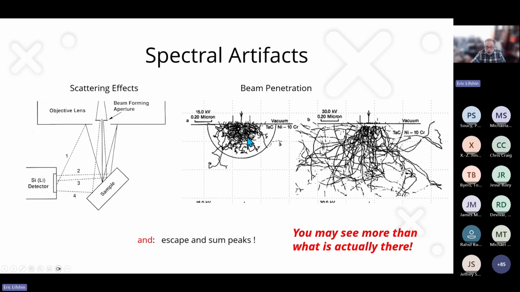Here's tantalum carbide inclusion, nickel chromium. Grab some water. I only have a minute left.